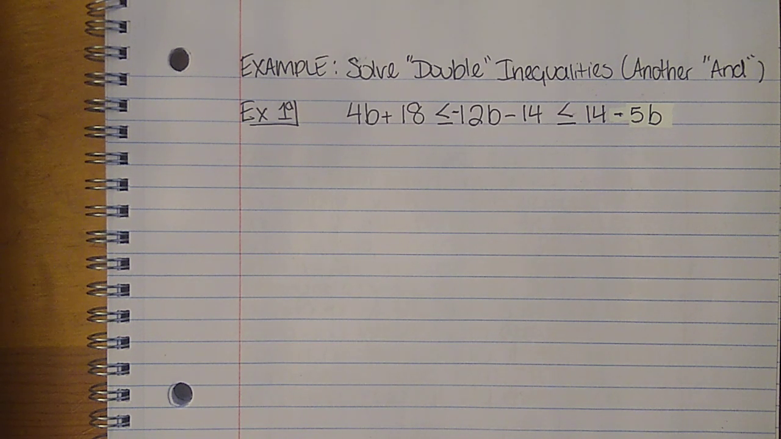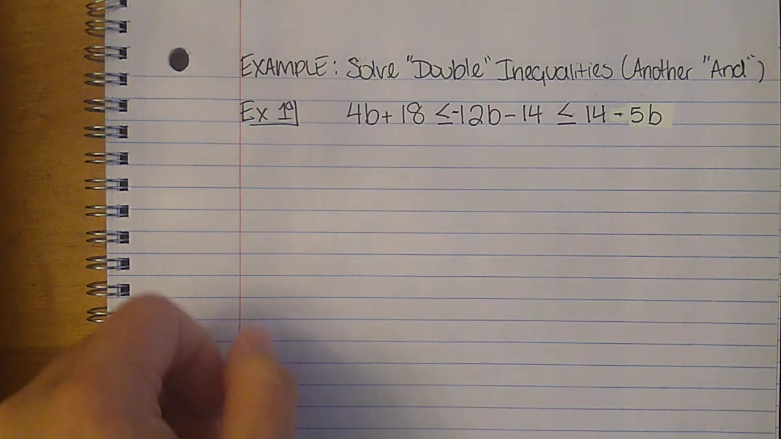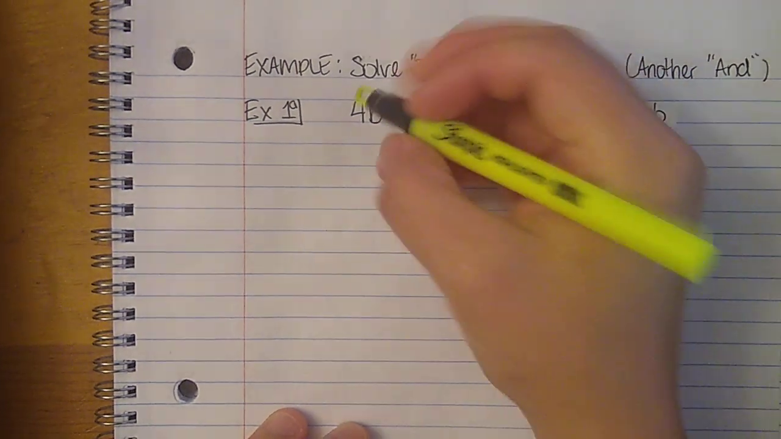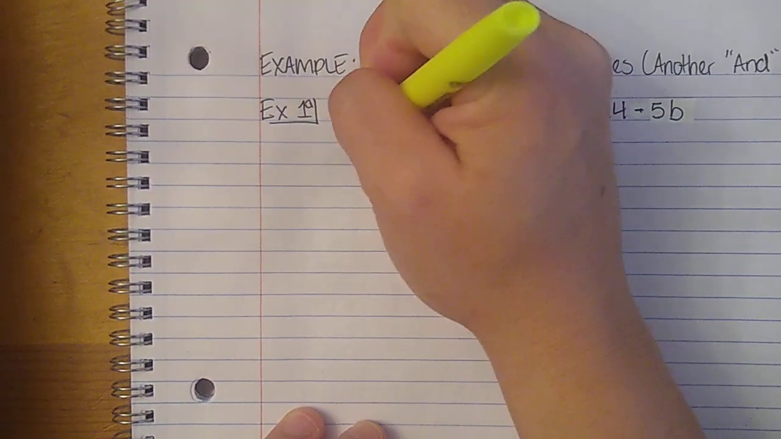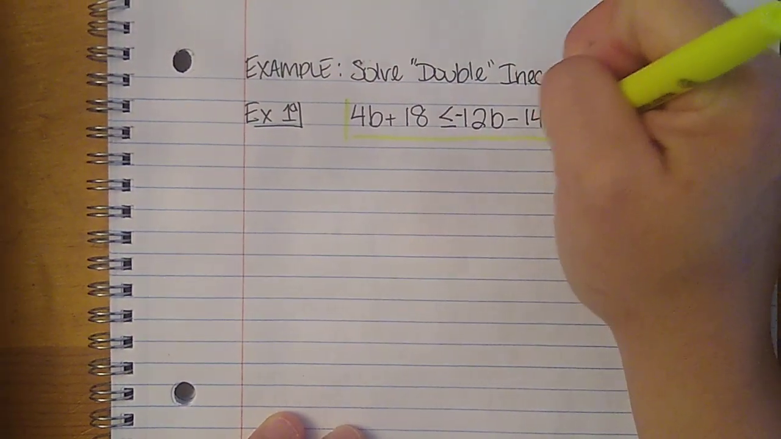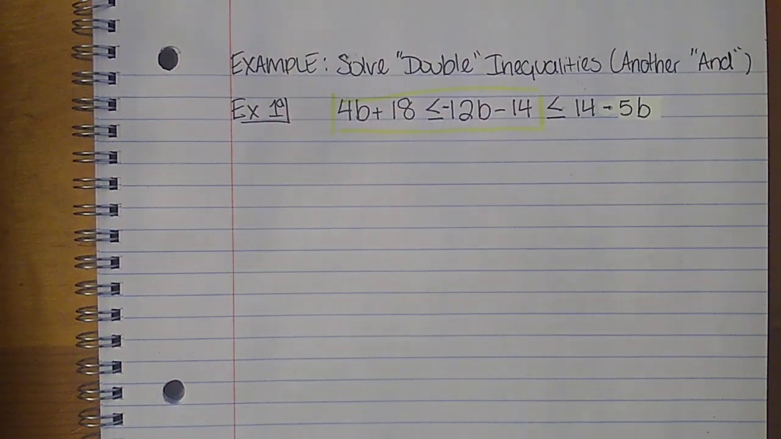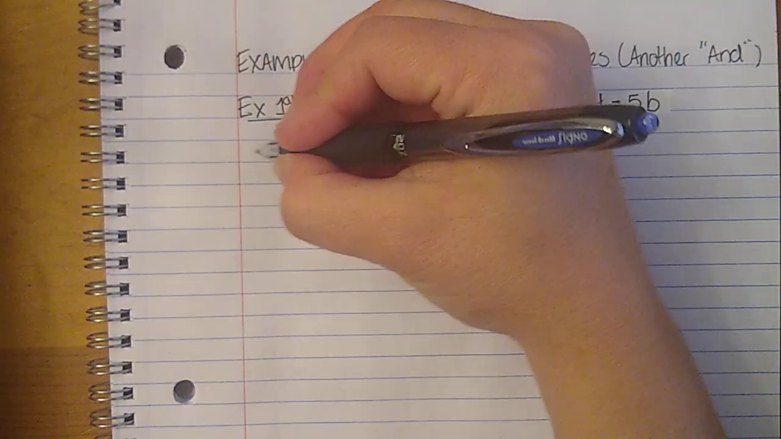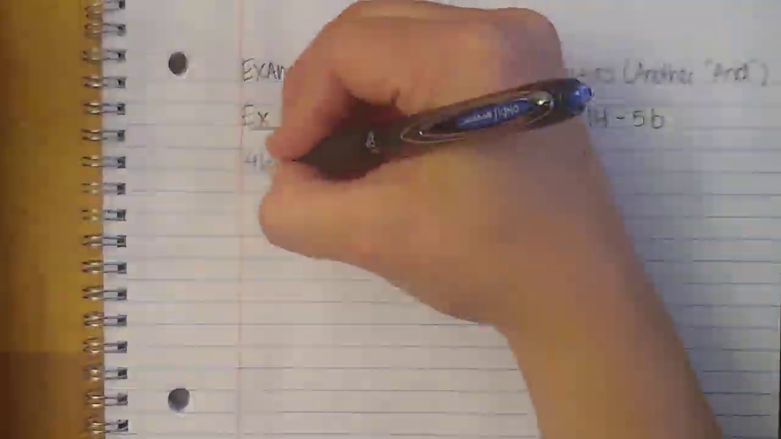So when you have variables in every section, you have to split this up into two separate inequalities and treat this like a typical conjunction problem. The way you do that is it's a Venn diagram situation. I'm looking at this inequality, 4b plus 8 is less than or equal to negative 12b minus 14, and I'm going to treat that as one inequality. So essentially I'm breaking this out into two pieces.